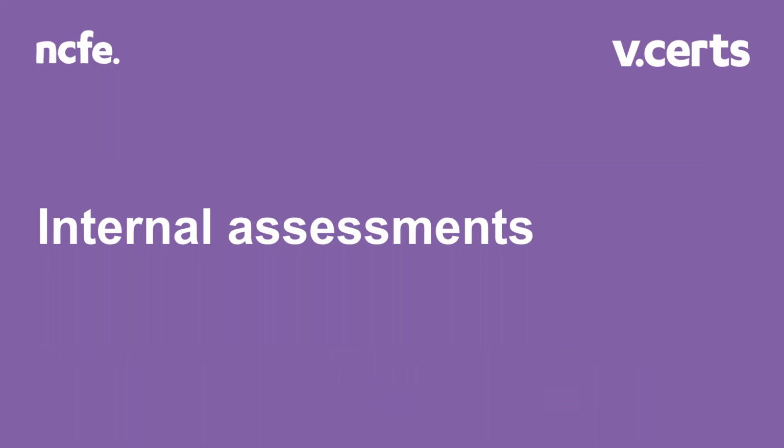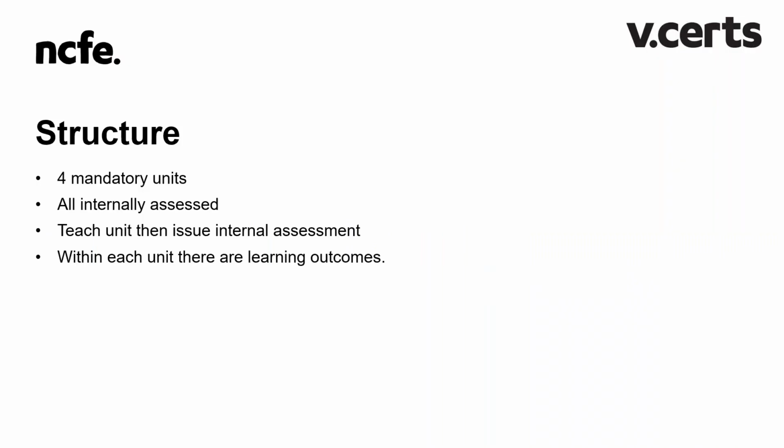Now I'll go through the internal assessments. As already explained, there are 4 units for each qualification that need to be completed, and each of those units are internally assessed. Probably the easiest and most efficient method is to teach the unit content first, then issue the coursework for that unit, which should be undertaken independently by the learner. Then repeat with the next unit and so on, rather than teaching everything and then issuing all the coursework at the same time.